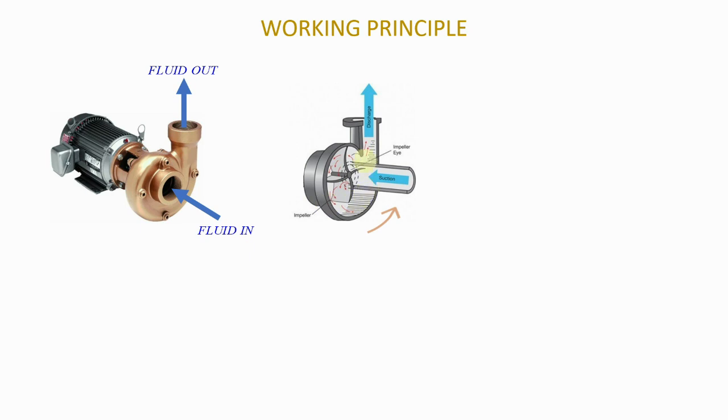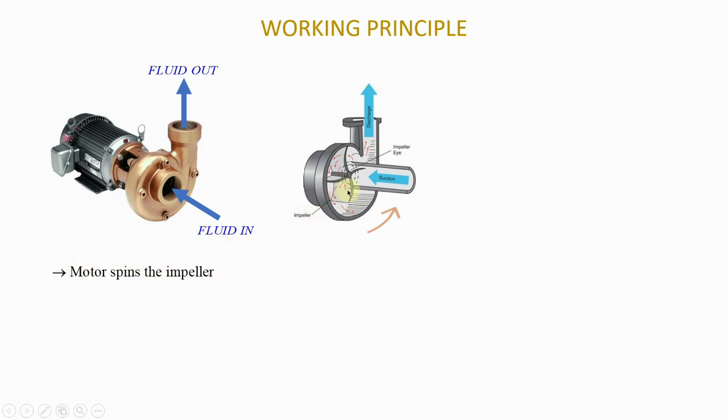And as it rotates anti-clockwise, the fluid that has been sucked in will then be driven in that direction and out through the discharge pipe. So the first thing that happens when it comes to the working of a centrifugal pump is that you have the motor spinning the impeller.